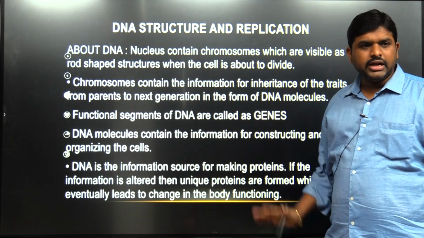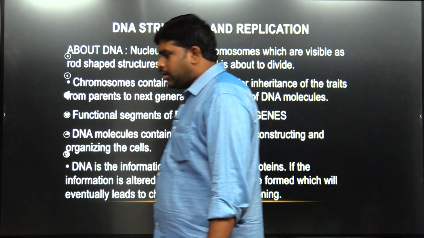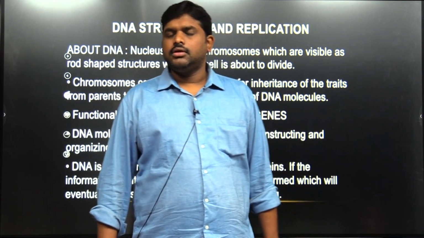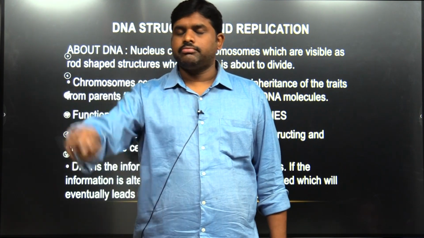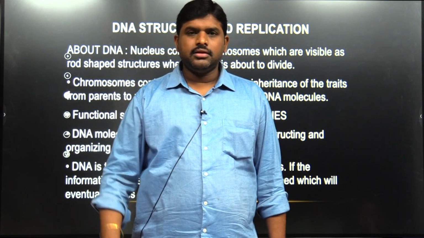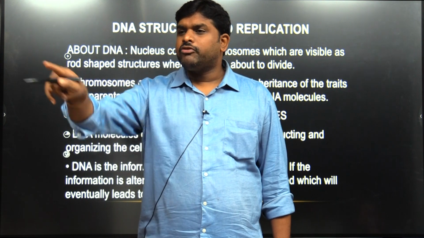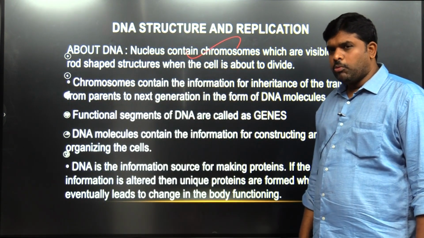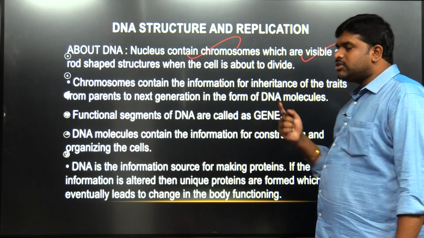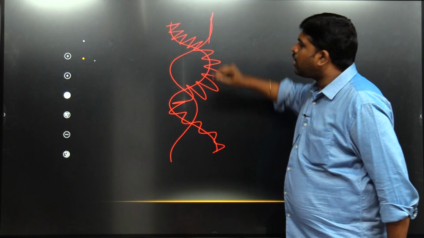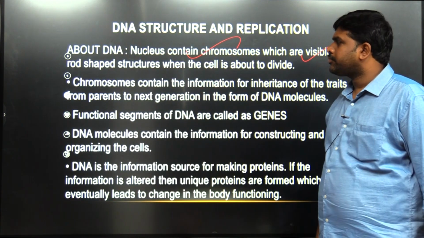DNA structure, then DNA replication. DNA is the building block of chromosome. Chromosome is the building block of cell. Cell is the building block of the human body. The nucleus contains chromosomes, which are visible as rod shaped structures like this. These are rods only.